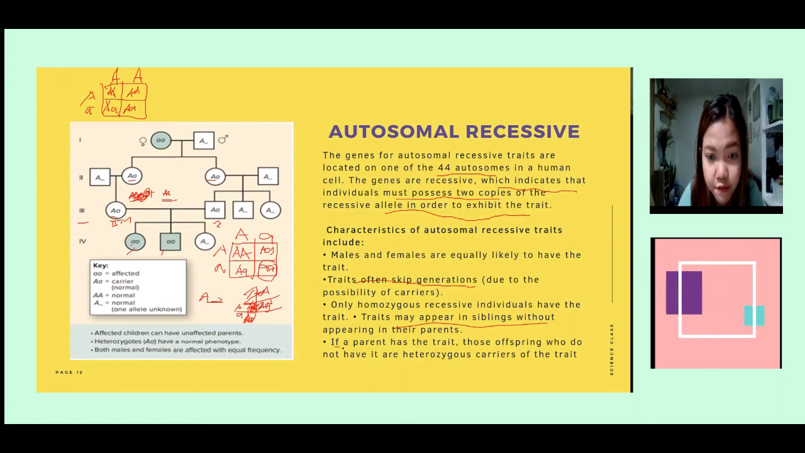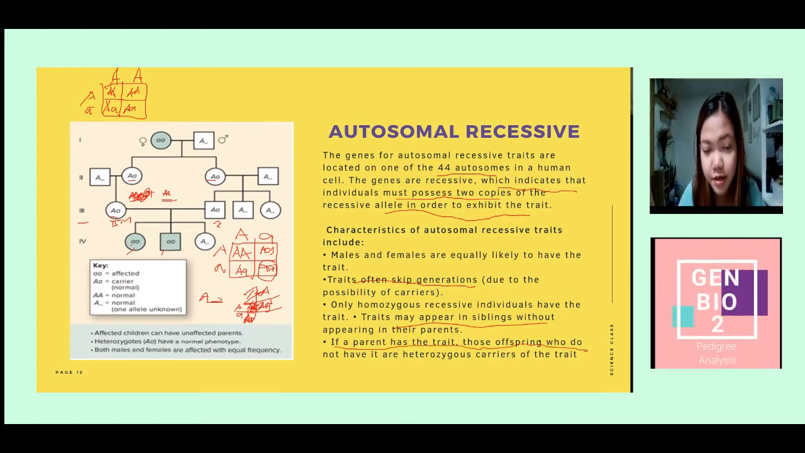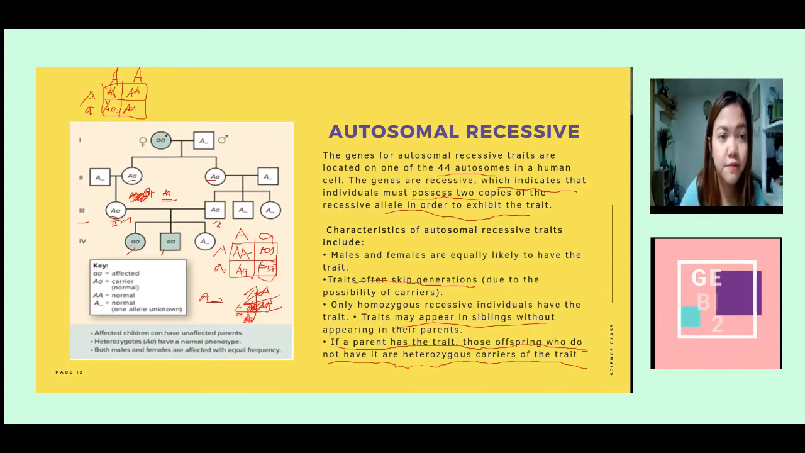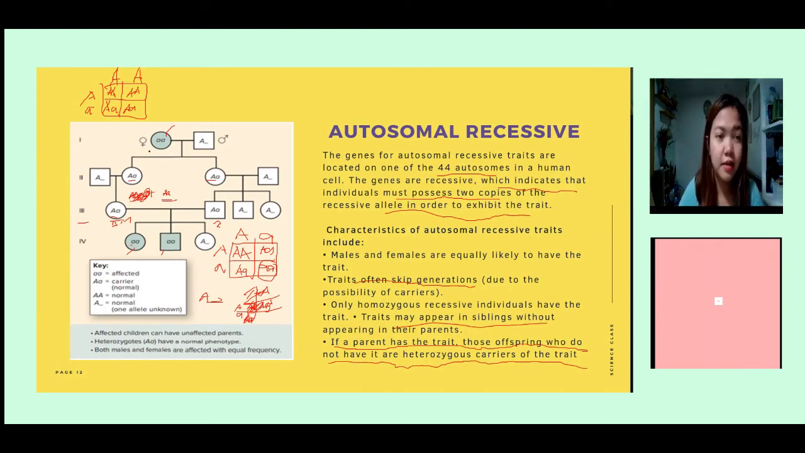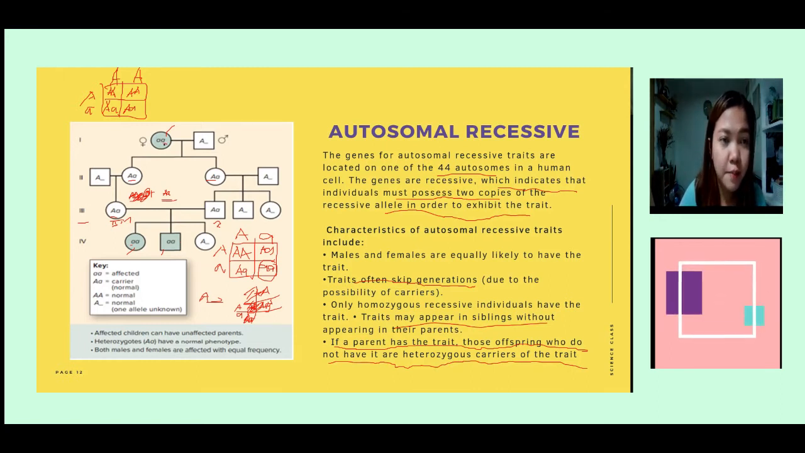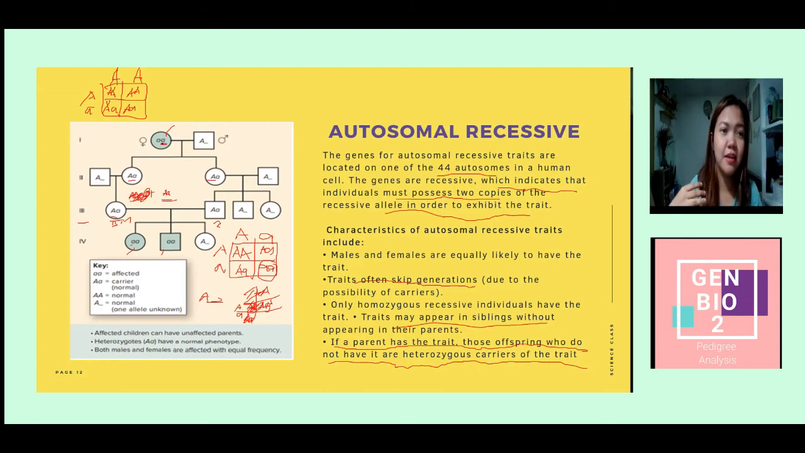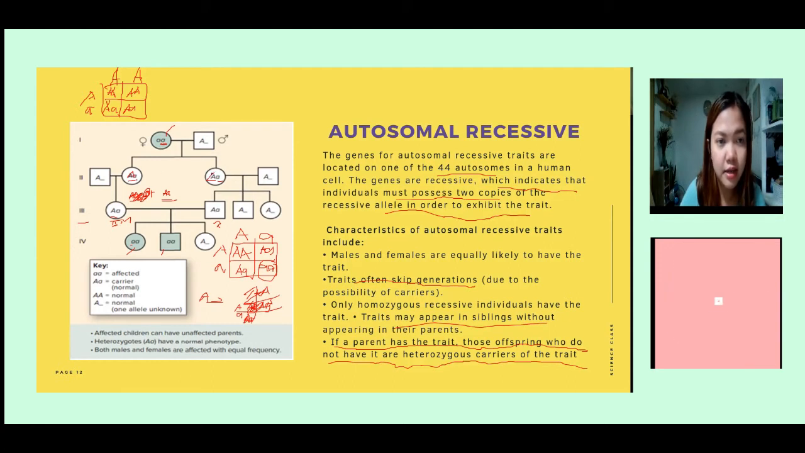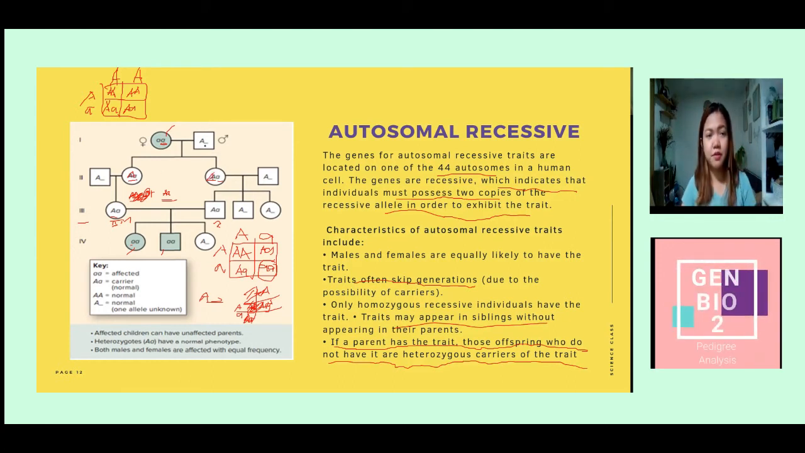Another is, if a parent has the trait, those offspring who do not have it are heterozygous. As you can see here, since your parent is affected, the offspring is automatically heterozygous. Why? Because the one allele they can only receive is the small a, so automatically small a. And since they are unaffected, the other allele, the big A, is the dominant one coming from the other side.